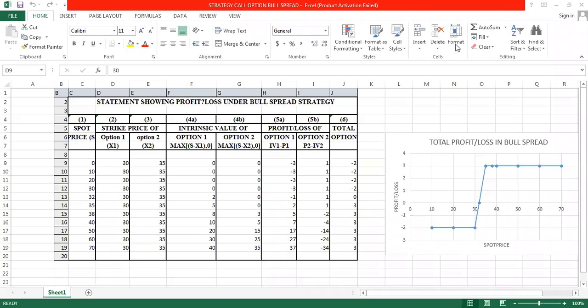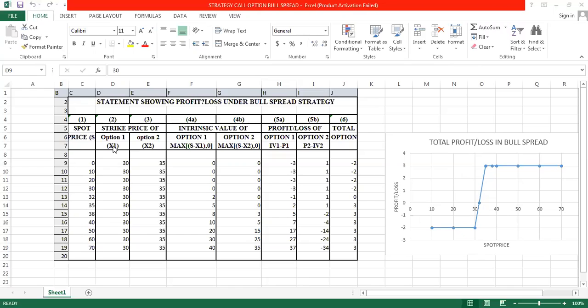Now we will discuss the solution of this particular strategy by taking the data of our previous example. If you remember, in our previous example we assumed that there are two call options. The strike prices of the call options are X1 and X2, where X1 is equal to rupees 30 and X2 is equal to rupees 35. So the strike prices of X1 and X2 are indicated in column 2 and column 3 of this Excel sheet.